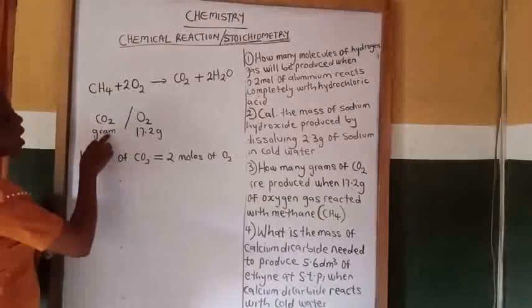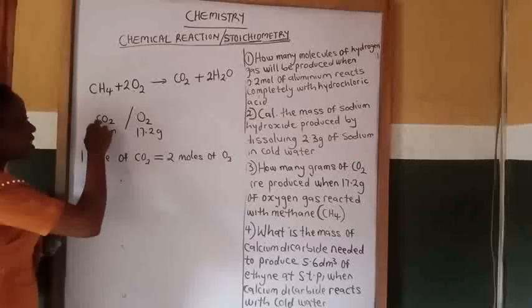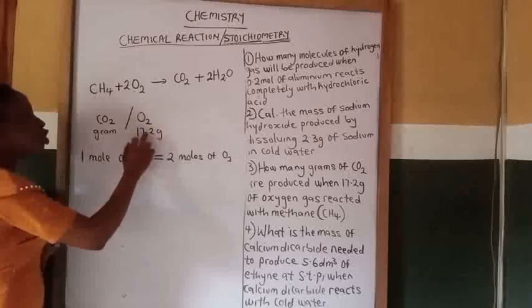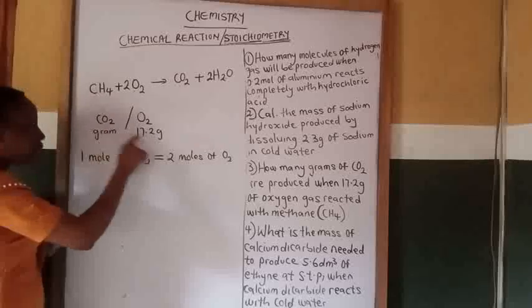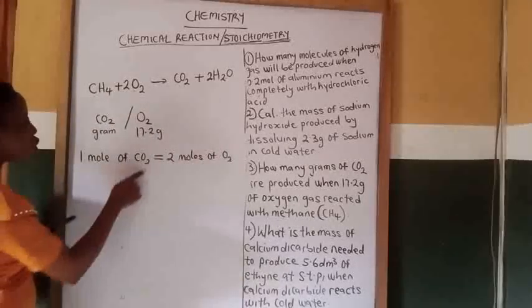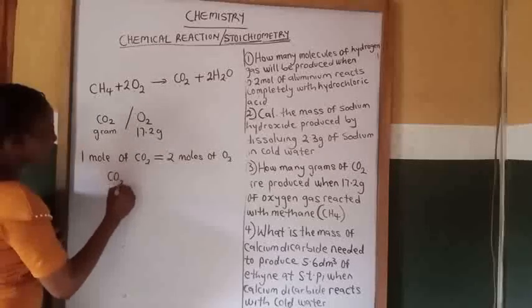Now, our carbon IV oxide is in gram. We are looking for the mass of carbon IV oxide in gram. Then oxygen also is what? Is in gram. So it shows that we have to convert our carbon IV oxide to mass in gram. Then we convert your oxygen in mole to what? Mass in gram. So carbon IV oxide now, what is the molar mass of CO2?